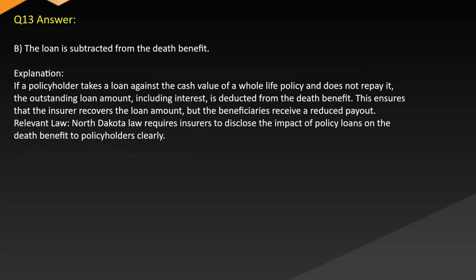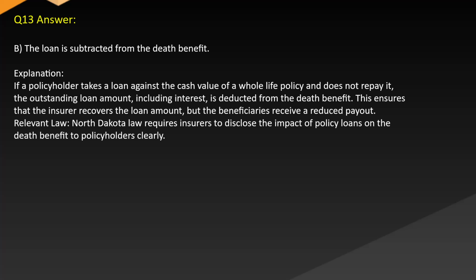Answer: B. The loan is subtracted from the death benefit. Explanation: if a policyholder takes a loan against the cash value of a whole life policy and does not repay it, the outstanding loan amount, including interest, is deducted from the death benefit. This ensures that the insurer recovers the loan amount, but the beneficiaries receive a reduced payout.